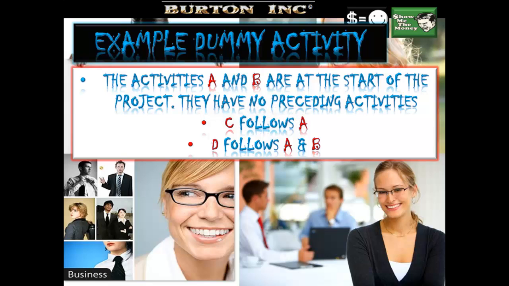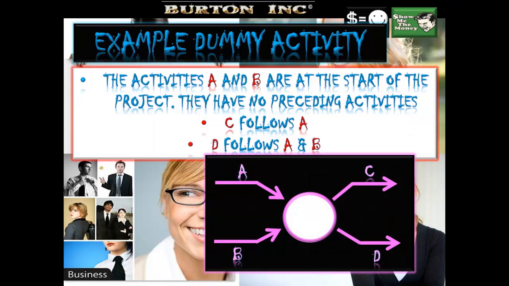Let's say that the activities A and B are at the start of a project. They have no preceding activities. Now C follows A and D follows A and B. A and B are at the start of the project. They have no preceding activities. C follows A and D follows A and B.